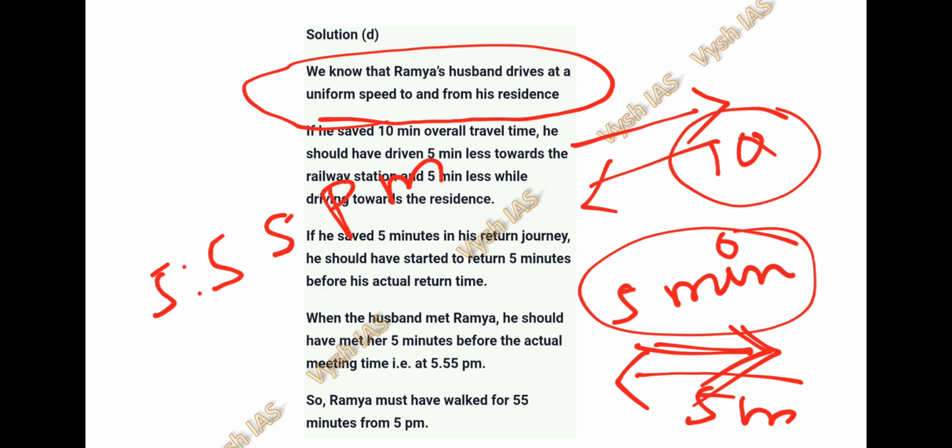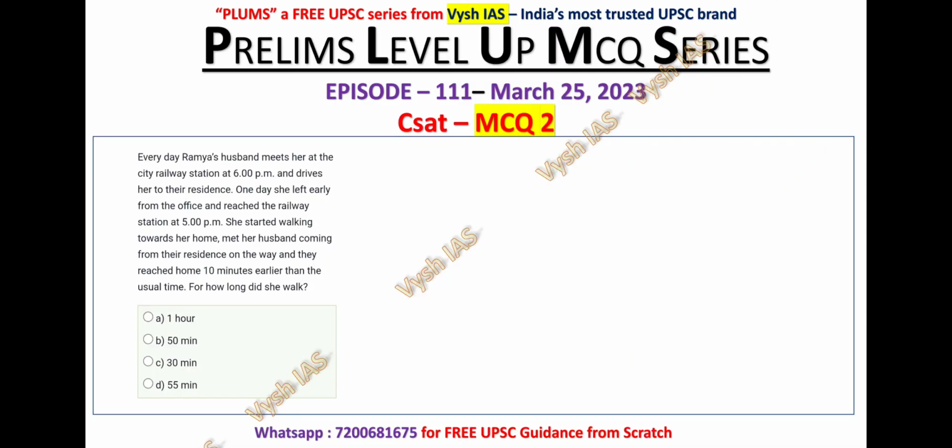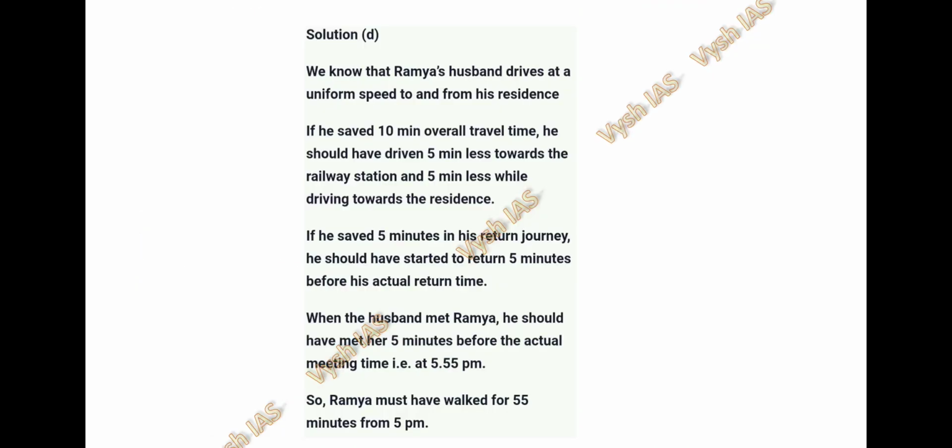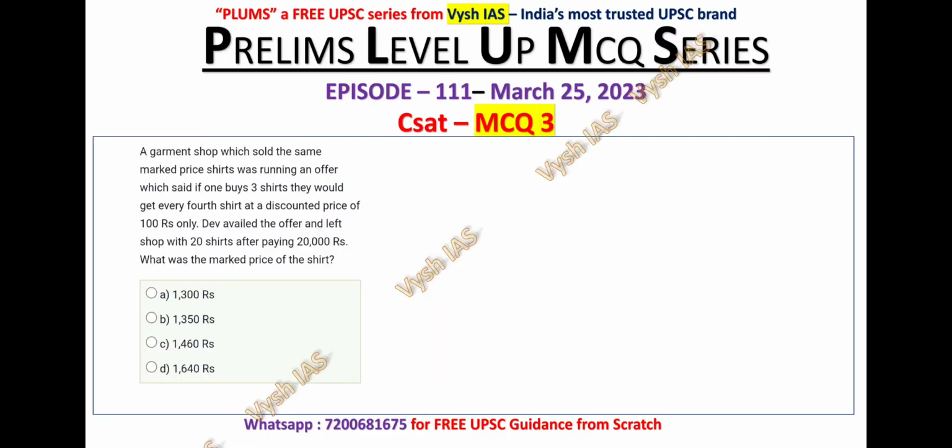It means that she must have traveled 55 minutes earlier, because they met at 5:55 and she started her journey at 5 p.m. So she walked 55 minutes. 55 minutes is the correct answer for question number 2. I hope you have understood. If you have not understood, you can pause this slide, take a screenshot of this slide, and read this text so that you will understand it in a detailed fashion.